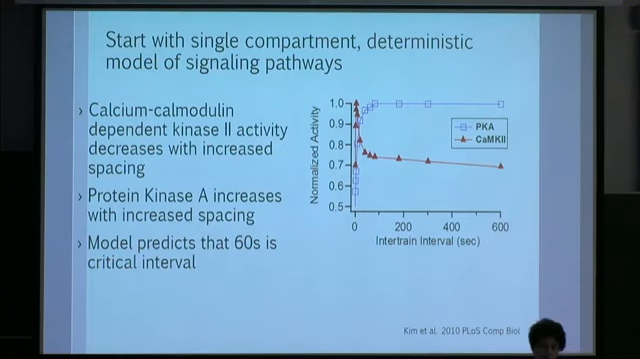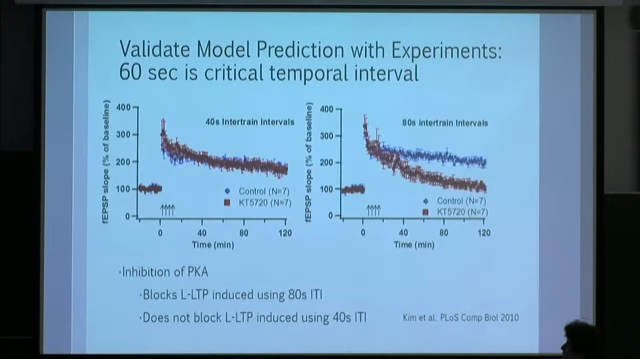We made that prediction. My collaborator said, okay, so we'll do the experiments. You want 55 and 65 seconds? And I said, no, I'm not that convinced I'm so precise. So we did 40 seconds. Indeed, it is independent of protein kinase A. The blue is the control. The red is with a protein kinase A inhibitor. And then we did 80 seconds. Again, blue is control, and the red shows this deficit with a protein kinase A inhibitor. So we were really happy about that.